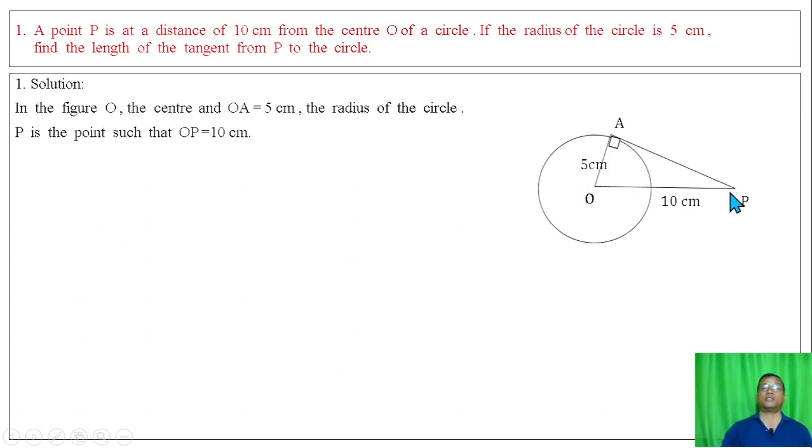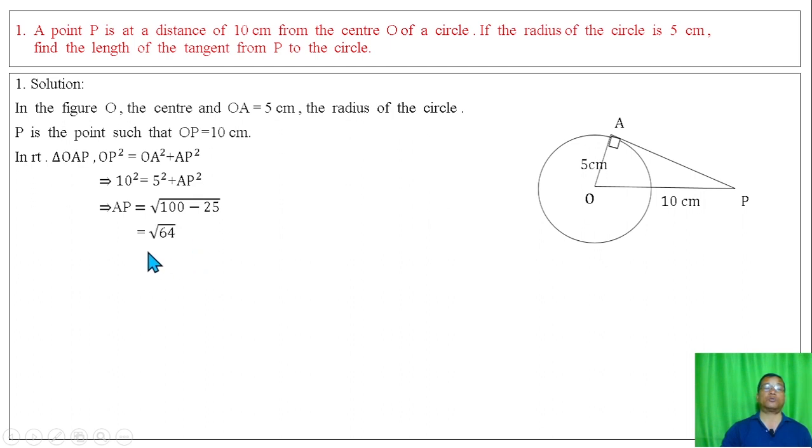P is the point such that OP is 10 cm. In right triangle OAP, OP is the hypotenuse, and therefore OP square equals OA square plus AP square, whose values are OP is 10, OA is 5, and AP square, from which we have AP square equals 100 minus 25, that is 75.